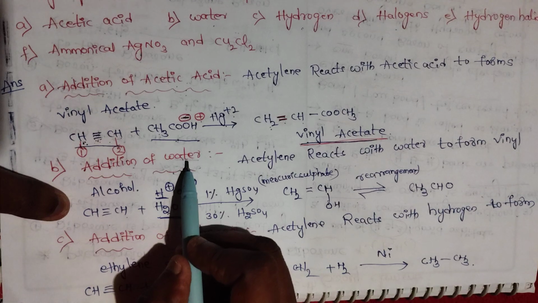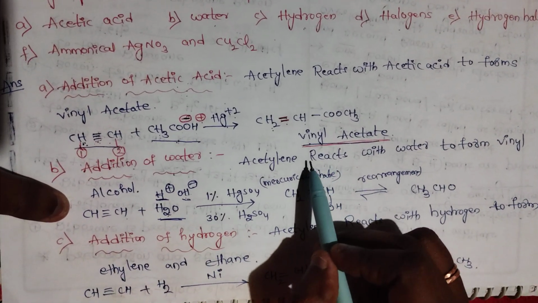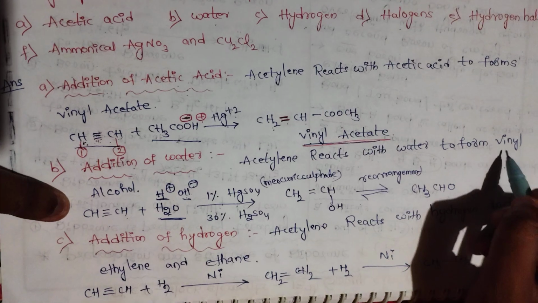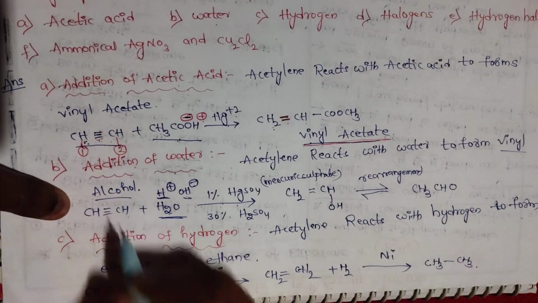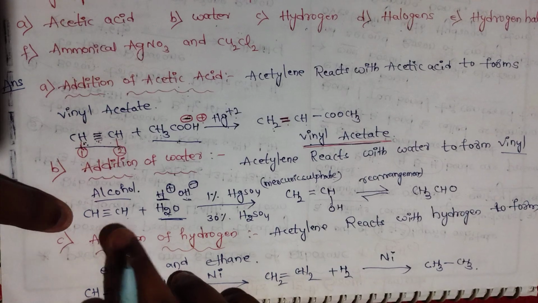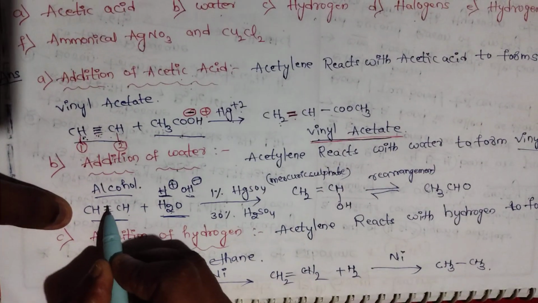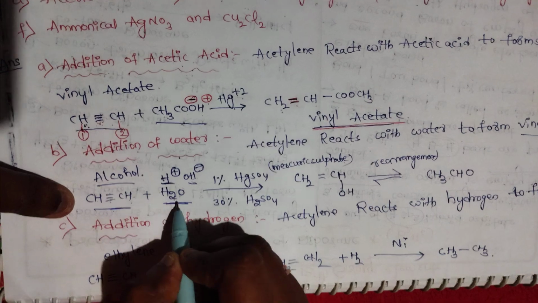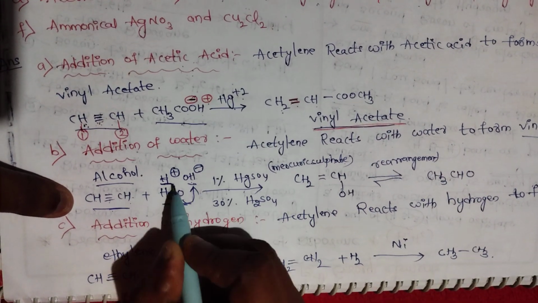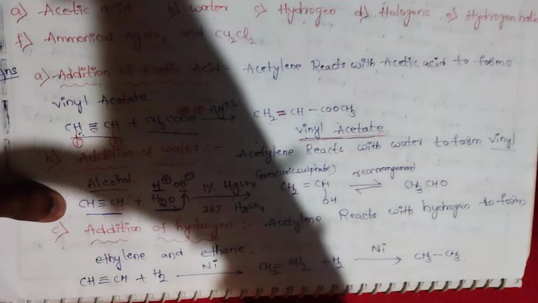By the addition of water, what product do we get when it reacts with acetylene? When acetylene reacts with water, the initial product is vinyl alcohol. Let us see how vinyl alcohol is formed in the reaction. The formula for acetylene is CH triple bond CH, and the water molecule is divided into two types of ions: the first is H plus, another is OH minus.